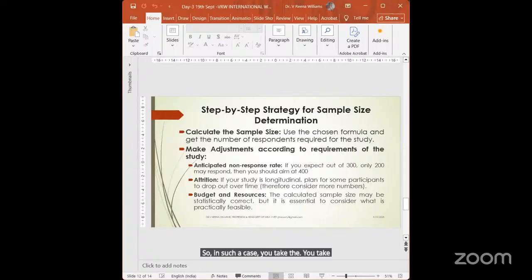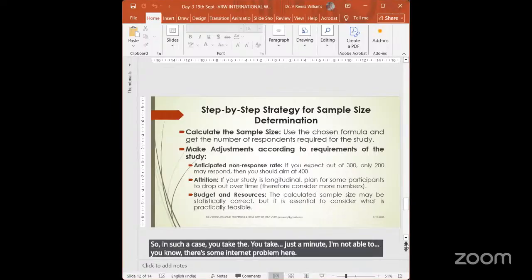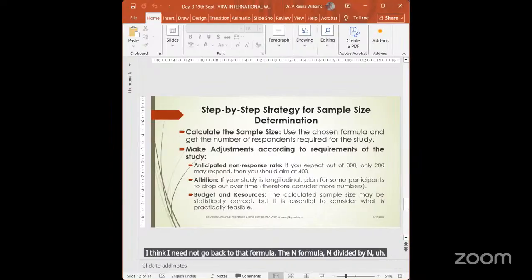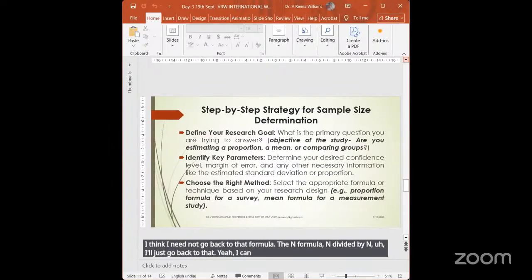Just a minute. There's some internet problem here. I think I need to go back to that formula, the n divided by n formula. Yeah, I can see that now.